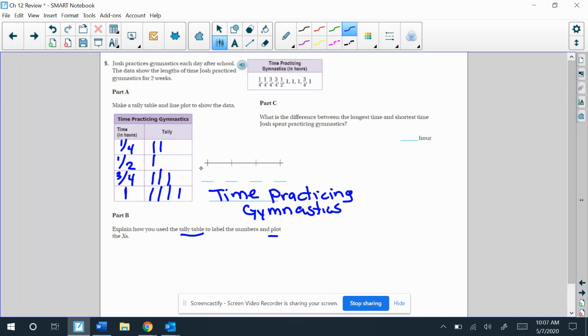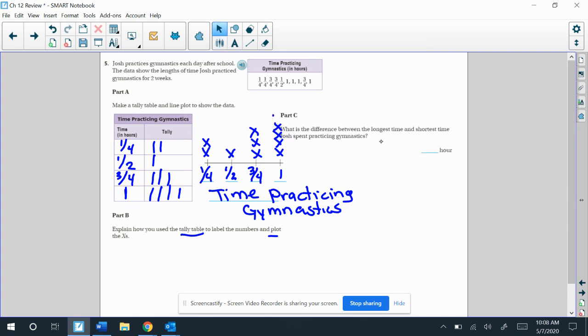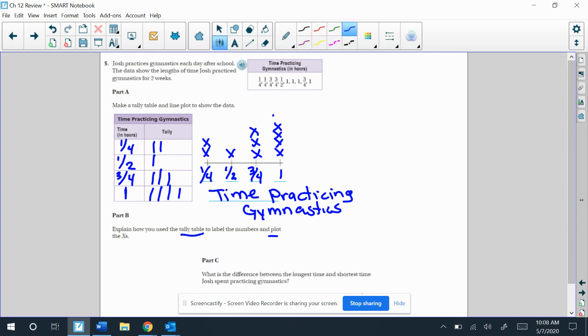Then I'm going to do my numbers, 1/4, 1/2, 3/4, and 1. Then I'm going to put in my X's. There's 2 right here because there's 2 tallies. 1, 1, 2, 3, 1, 2, 3, 1, 2, 3, 4. 1, 2, 3. A little mess right there. I will just move this on down. All right, there is our line plot and our tally table.